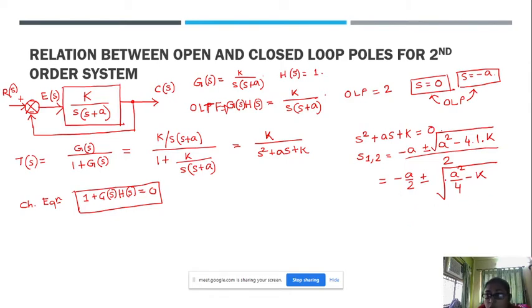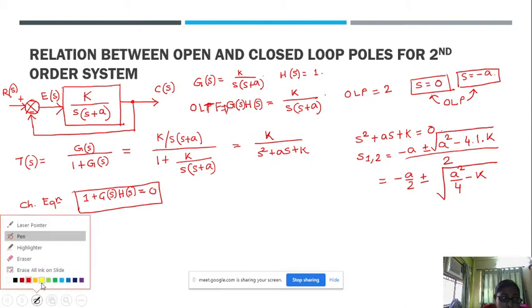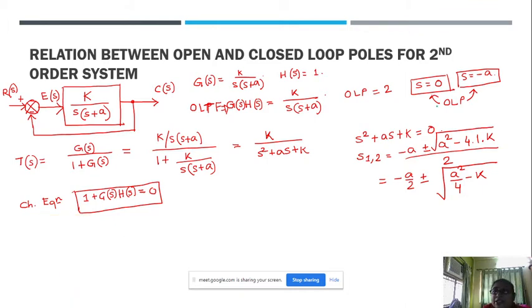So now what we are getting was our open loop poles. In our open loop poles, there was no presence of k. But in the calculation of closed loop poles, we are getting the gain factor. What is k? This k is the gain factor.